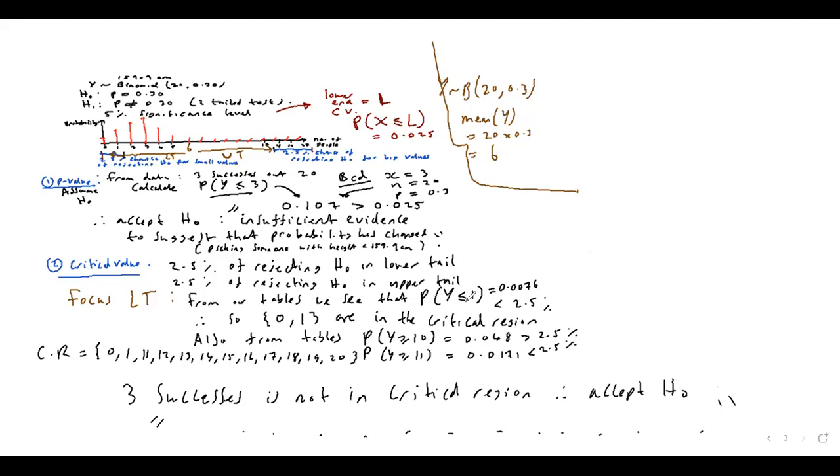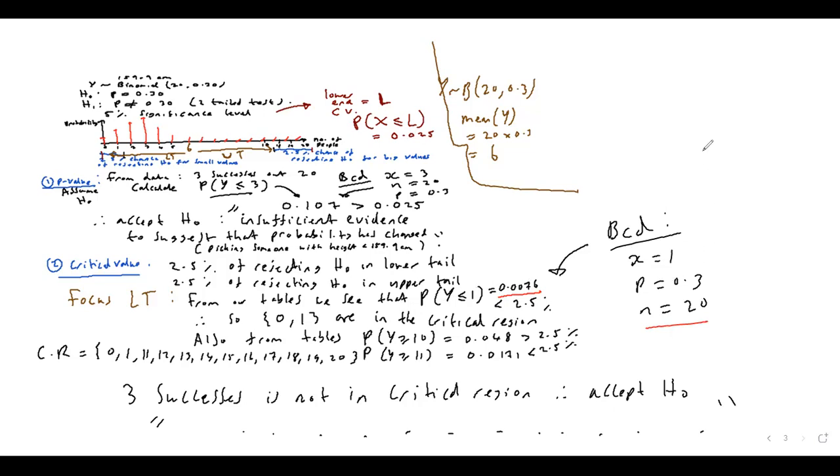So you work out the probability that Y is less than or equal to 1. You can use your binomial CD to work this out, so you don't have to worry about using these tables. You just go to binomial CD. Your X is going to be 1, your P value 0.3, and the number of trials is going to be 20. And then you'll get the value that we got here, 0.00676.